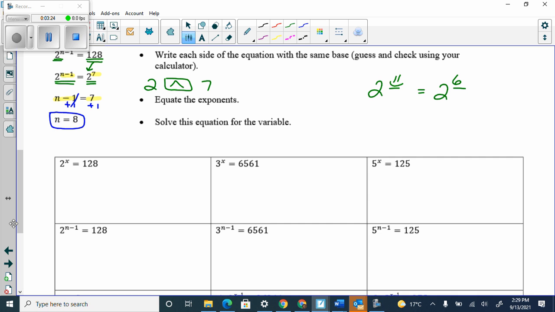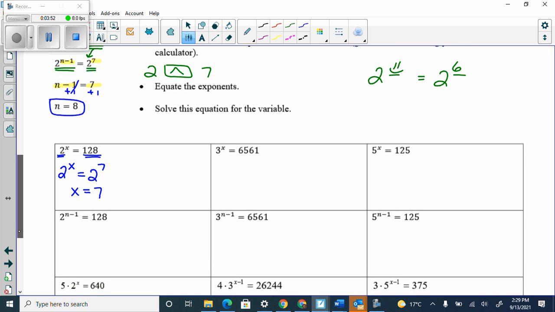If we have 2 to the x equals 128, and I want to know what x equals, I need to make them be the smaller base. My smaller base is 2, right? And 2 to the what is 128? We just did it above. 2 to the 7. So we could say 2 to the x equals 2 to the 7, and then x must equal 7 in order for that to be true. Do we agree?